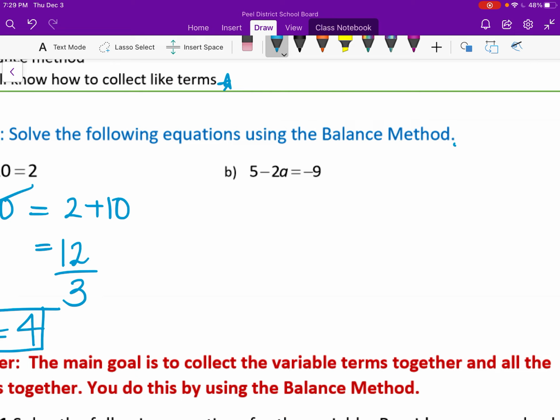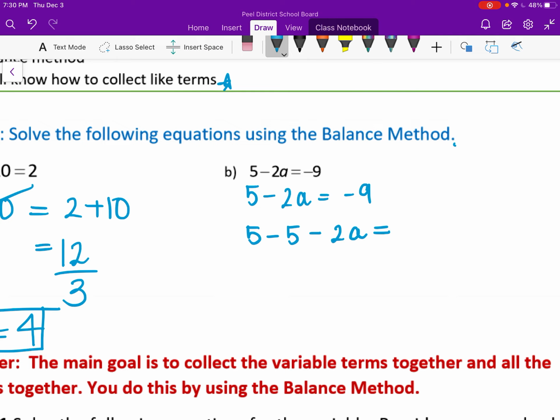Now I'm going to move on and do b. Same idea. This is something you can maybe try doing by yourself first. I'm just going to put the solution for you to watch after. So you're going to have 5 minus 2a equals negative 9. You're going to get rid of that 5. When I say get rid of, I mean I just want to have it equal to 0, because I want to isolate the variable for a.